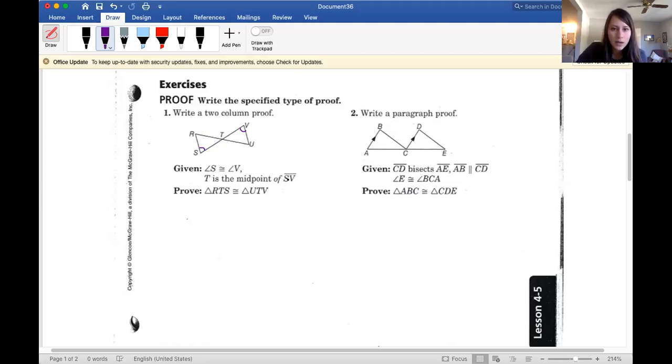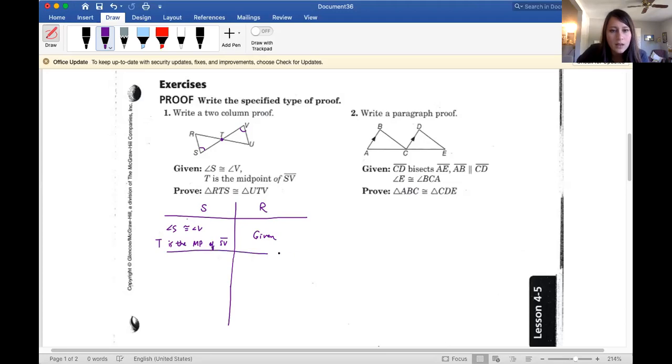T is the midpoint of SV. So looking at this, T is the midpoint. Remember, anytime you see the word midpoint, you should be able to come up with a conclusion that basically tells you that the two segments separated by the midpoint should be congruent. So let's at least start off our two-column proof. Angle S is congruent to angle V. And then we can say T is, I'm going to say MP for midpoint, but you guys spell it out, of SV, and that's given here.